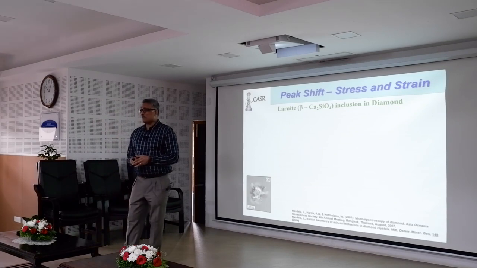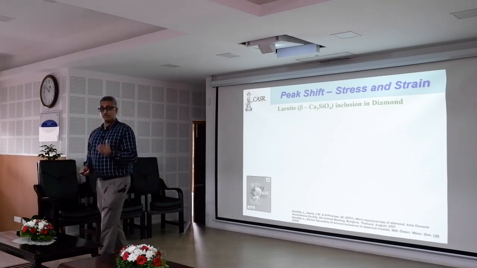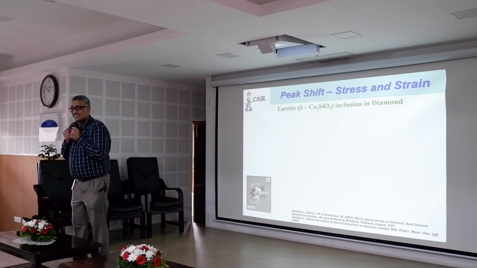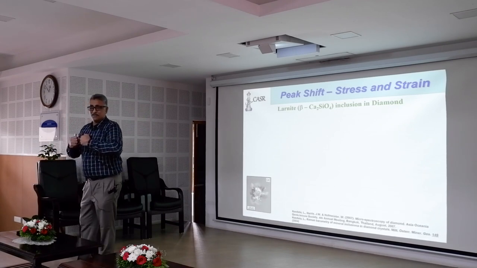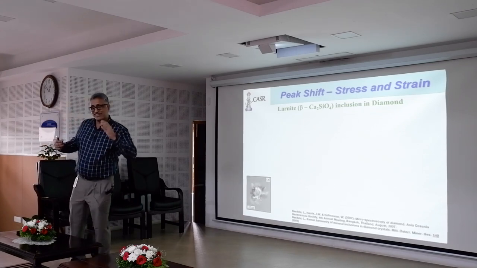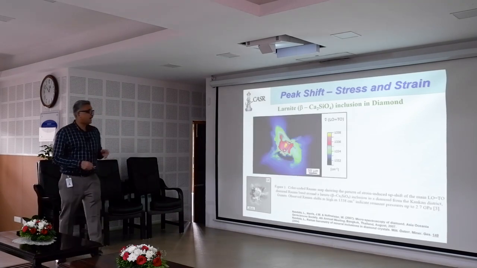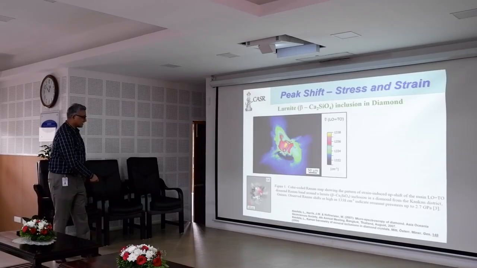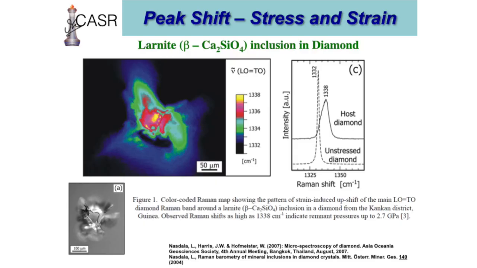So that 1332 is the peak for diamond. If I stress the diamond, that means I put pressure on the diamond, then the 1332 peak will shift to higher. If I elongate it, it will shift to the lower, right? So this is what happens. I map this. You see this? This is the stretching. You see where the larnite is, the diamond is actually stretched to 1338. That means I am actually squeezing it. How do I find out? I can put diamond inside a high pressure cell, pressurize it and take a Raman. You see, I take the 1332, I put pressure and it goes to 1338.